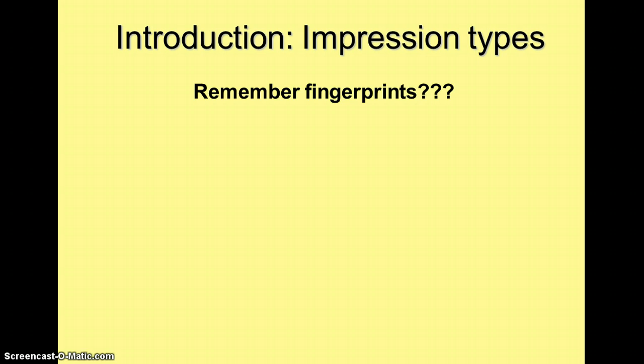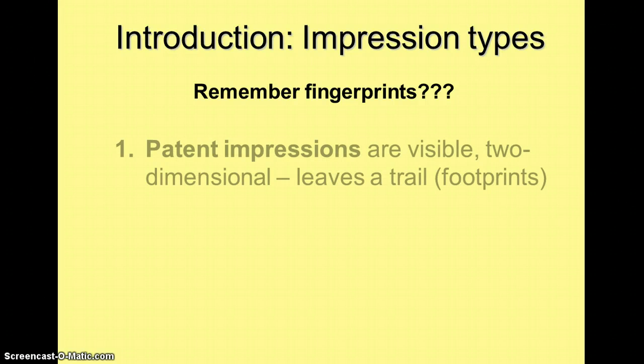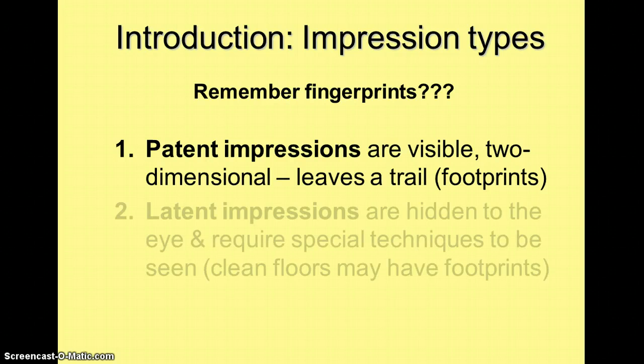Okay, before we discuss the 4 parts of impressions that we're going to cover, you have to remember that there are 3 impression types. Remember fingerprints? The first one is patent impressions. These are visible, 2-dimensional. They leave a trail, such as footprints in the sand.